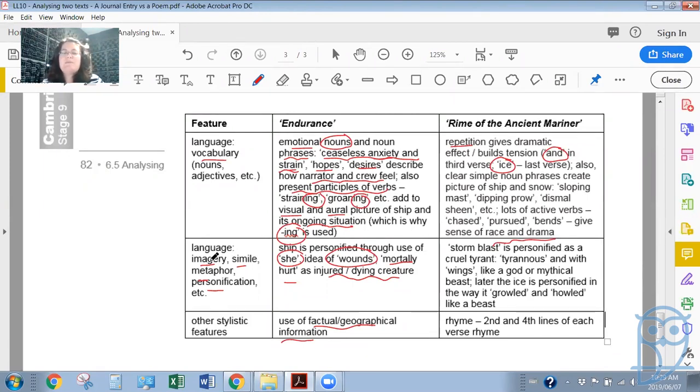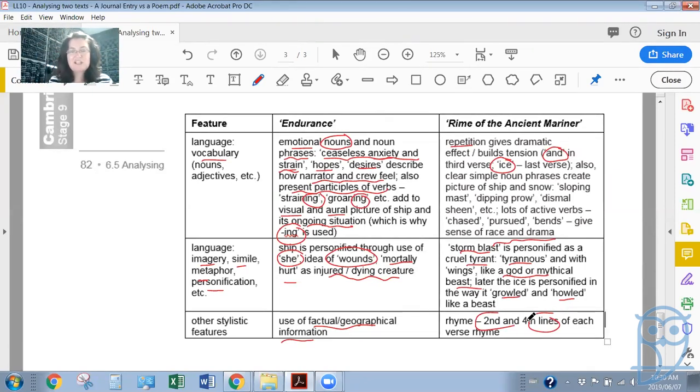Okay. Now, what about things like imagery, simile, and personification, etc.? Well, the storm blast is personified as a cruel tyrant with wings like a god or mythical beast. And later, the ice is personified in the way it growls and howls. And then there's other stylistic features like the second and fourth lines of each verse. They rhyme. So every second and fourth line will rhyme.